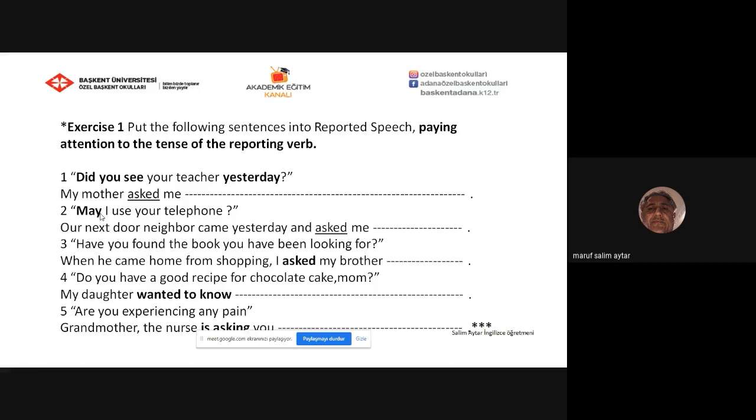Did you see your teacher yesterday? So, my mother asked me if I had seen my teacher the day before. Be careful. My mother asked me if I had seen, because the reporting verb is past. This past form should be transformed into past perfect. My mother asked me if I had seen my teacher the day before. Okay? Concentrate on the next questions and do answer them in the same way.